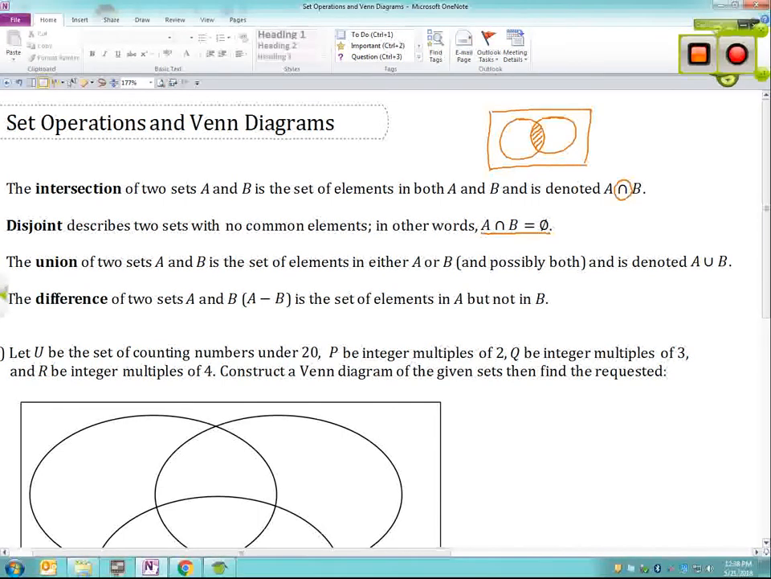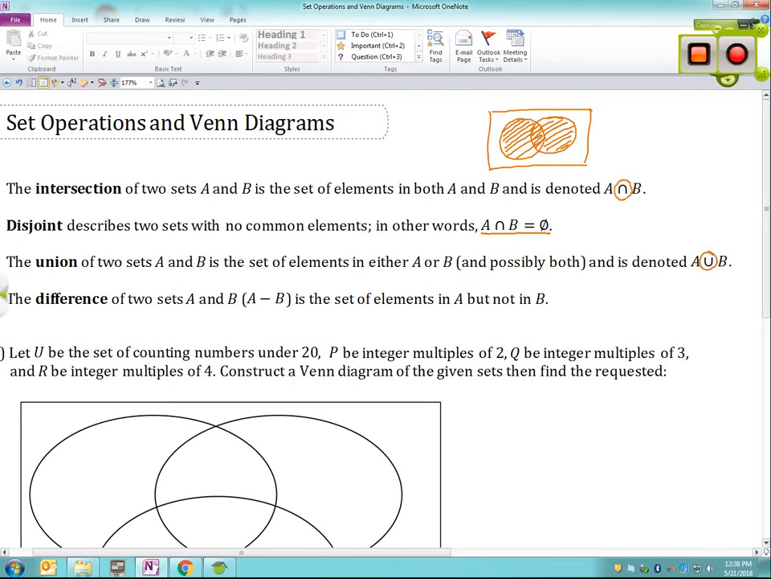Okay? And then the union of two sets is all of the elements that are in either A or B and possibly both. The symbol for the union is a horseshoe shape, kind of like a U, but it doesn't have a tail. And if we're looking at a Venn diagram, then the visual representation here is everything that is in A, and, I should say, or B. Okay, so it's everything in A, everything in B, everything in the overlap.